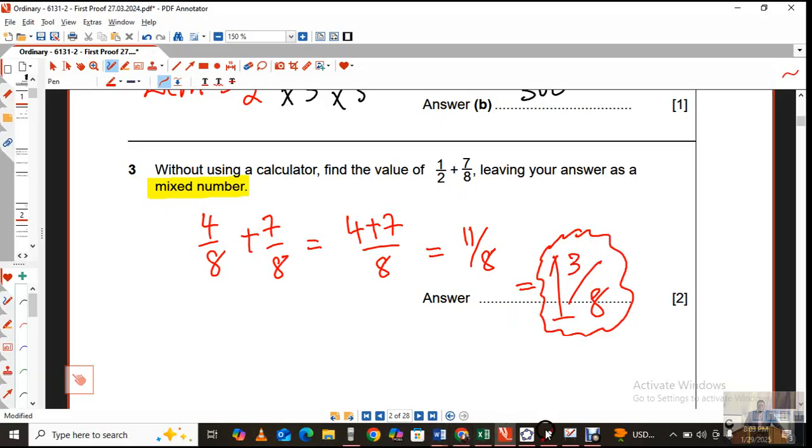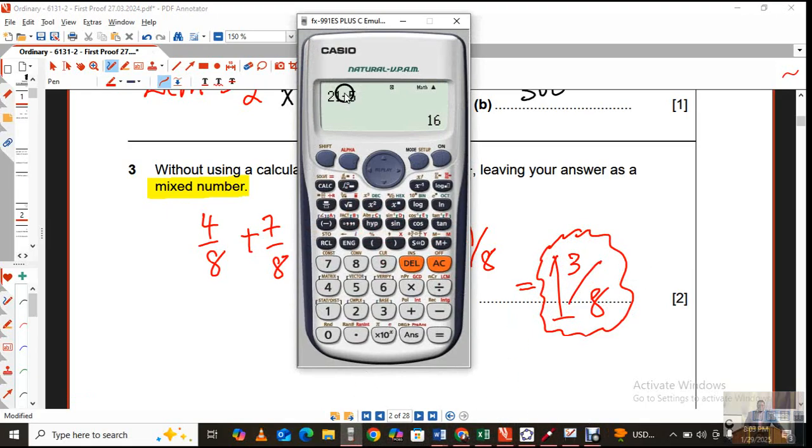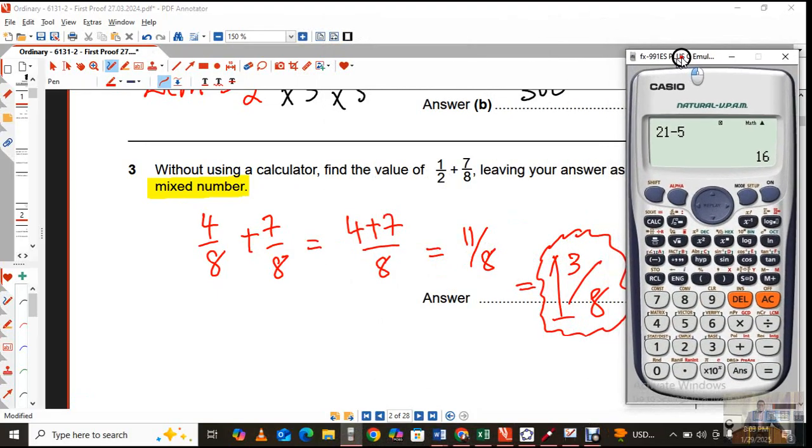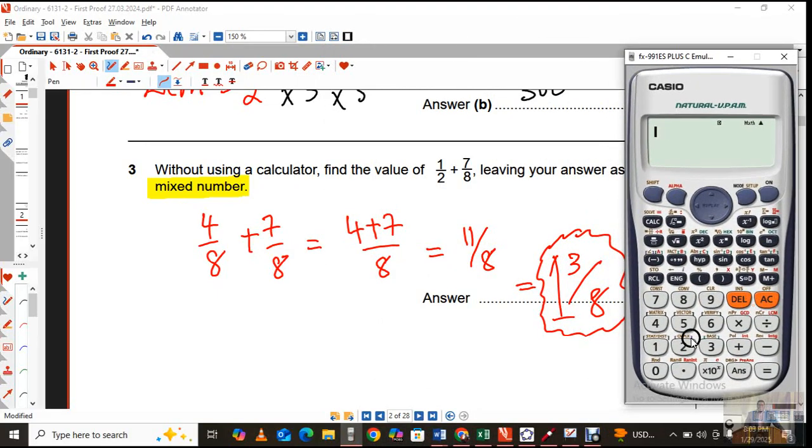If you were to go straight to your calculator, for example, you say I have a half plus 7 eighths, and you just write this answer down. Of course, that is 11 over 8. You press shift and the S-D, search to decimal button, and you get 1 and 3 over 8. As a way to check, you can write that down, but we need to see this method.